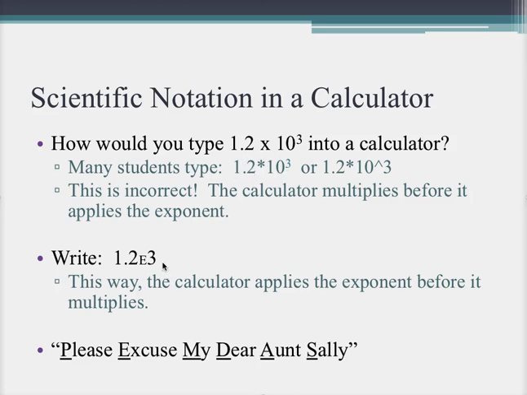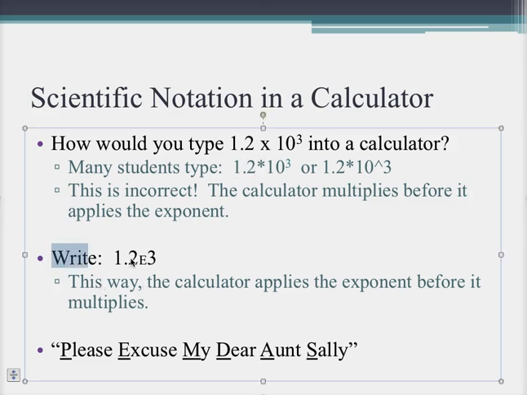So instead, I want you to write it this way. 1.2, use your exponent key, which is usually an uppercase E on your calculator, and then just write 3. And then the calculator knows that you're talking about 10 to the third, and it applies the exponent before the multiplication. So we know the old acronym, please excuse my dear Aunt Sally, but the calculator's not that smart.